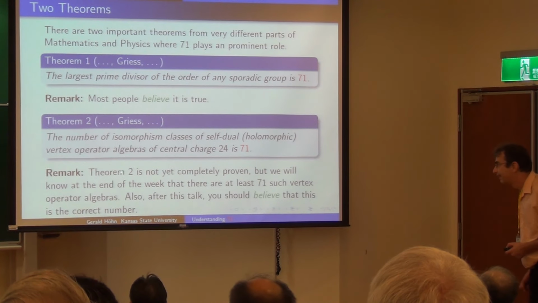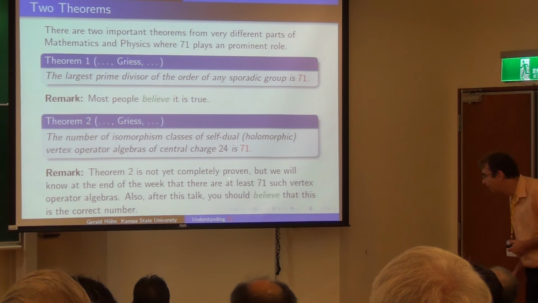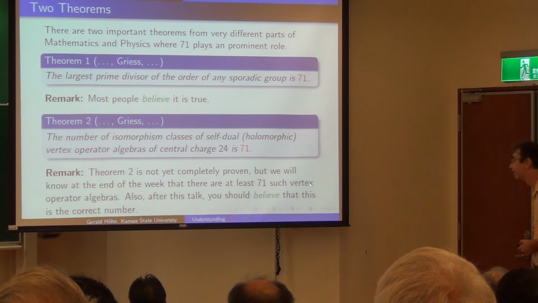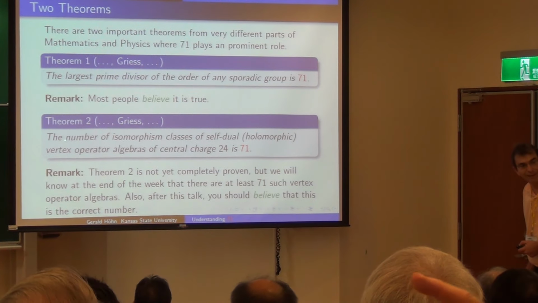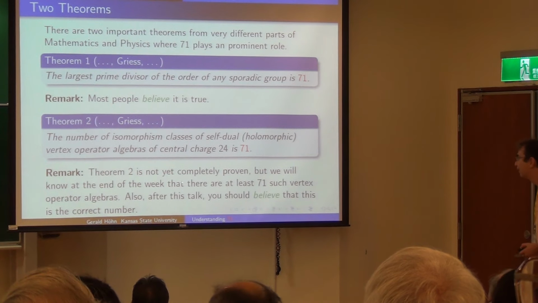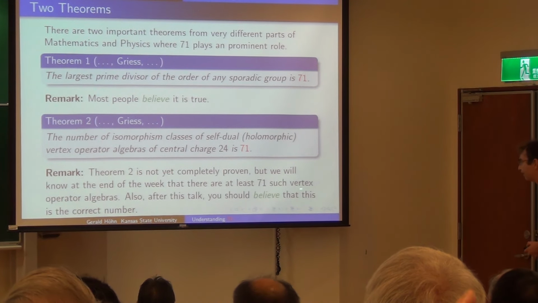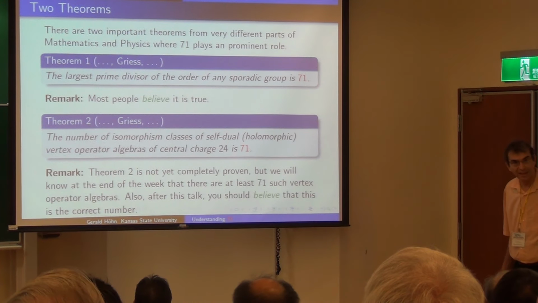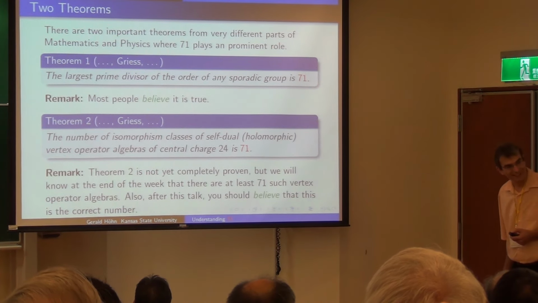What is your definition of the word theorem? Yeah, I mean, theorem 2 is not yet completely proven, but we will know at the end of the week that there are at least 71 of them. That's the precise statement, and also after this talk, you should believe that this is the correct number. I mean, a theorem is a statement which is true, right?